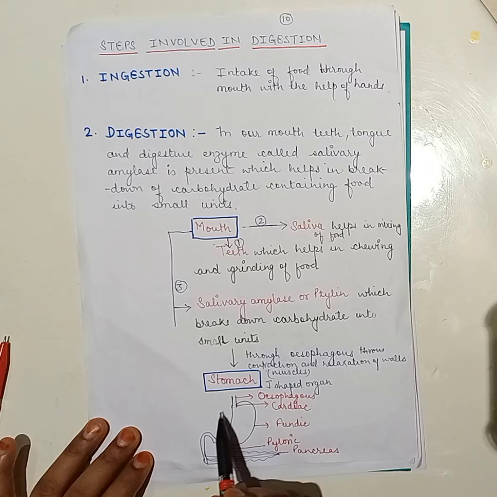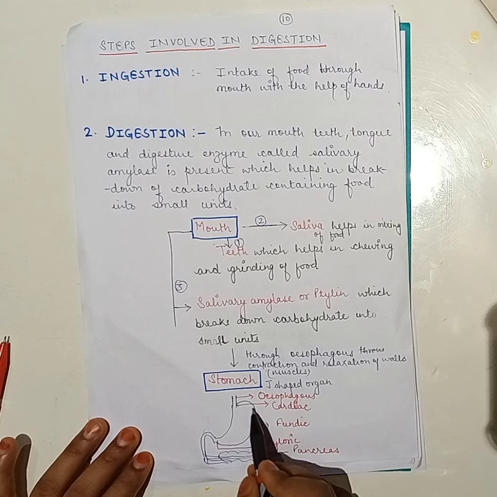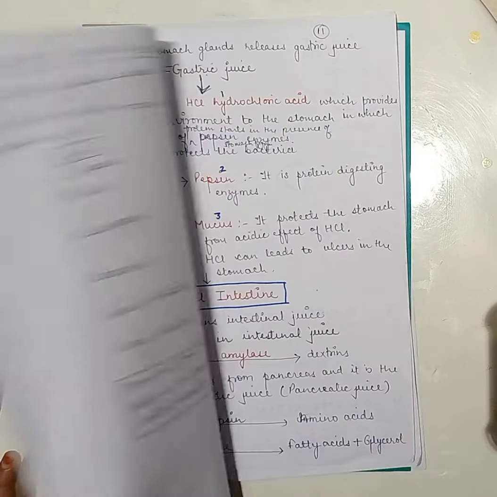Now here, in the next diagram, you will see the liver and gallbladder are present, right? Below the stomach, in the lap of the small intestine, from here the small intestine will begin. In the lap of the small intestine, a gland called the pancreatic gland is present.